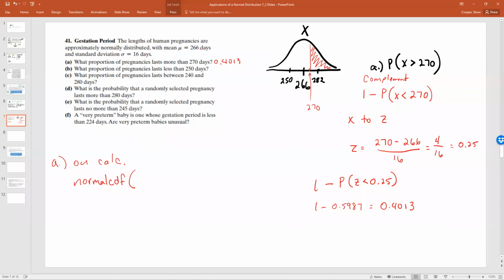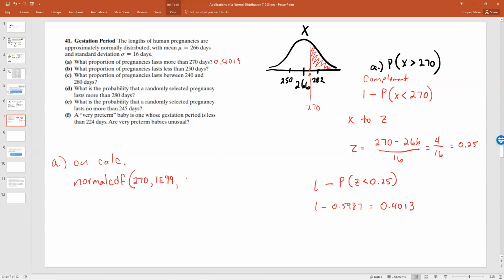Notice I can go back to my original random variable. I don't have to use the Z score. So 270 is the minimum, and then it goes on forever. The biggest number the calculator knows is 1 times 10 to the 99, so we use scientific notation, 1E99, that's 1 times 10 to the 99th power. That is as close to infinity as our calculator gets. So that takes us from 270 to forever.